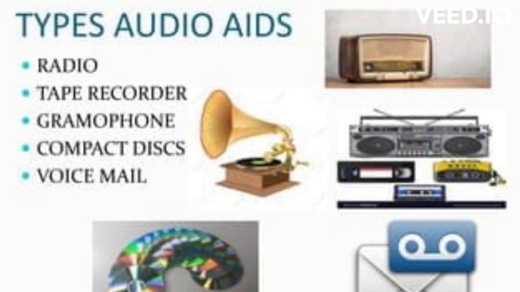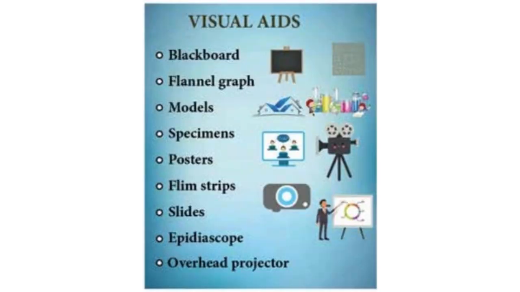Further, we will see the types of audio aids. Here are radio, tape recorder, gramophone, compact disc, voicemail, etc. Next is visual aids. Here are some visual aids: blackboard, flannel graph, models, specimens, posters, film strips, slides, epidiascope, and overhead projector, OHP.